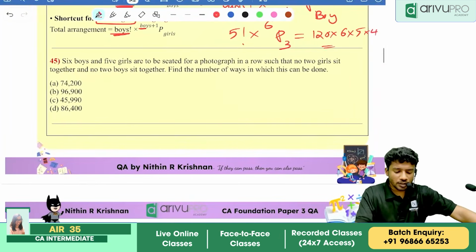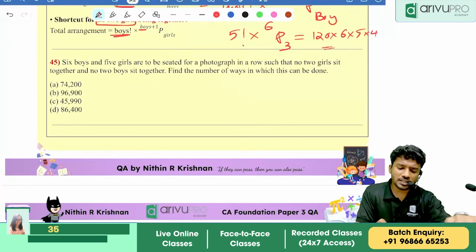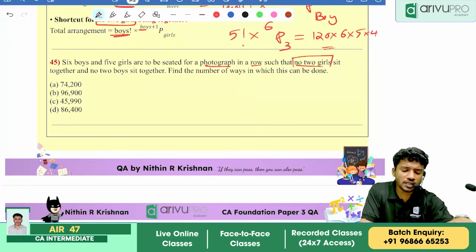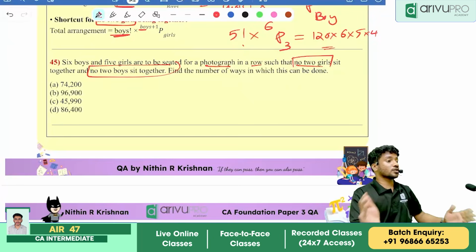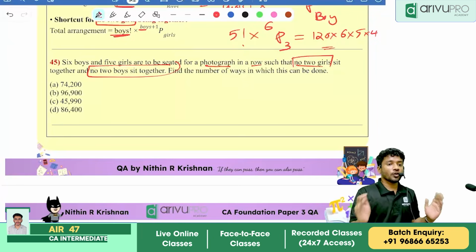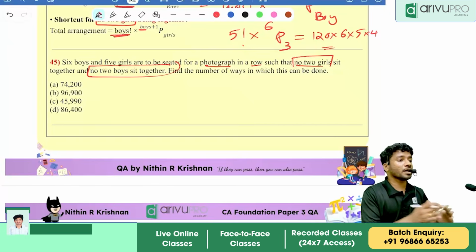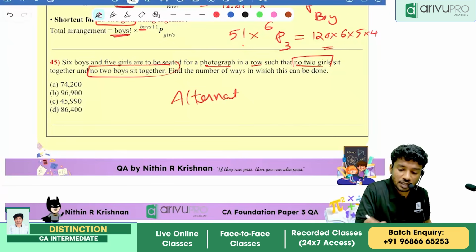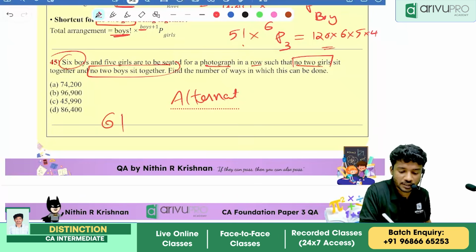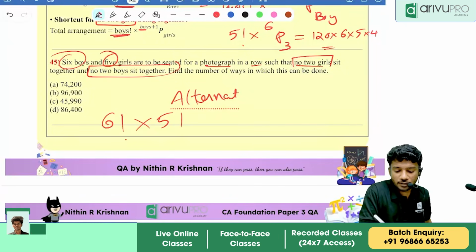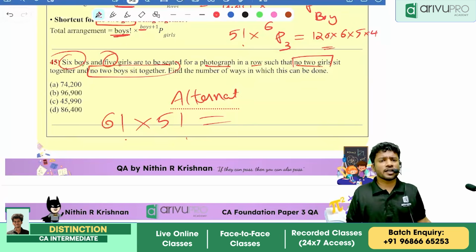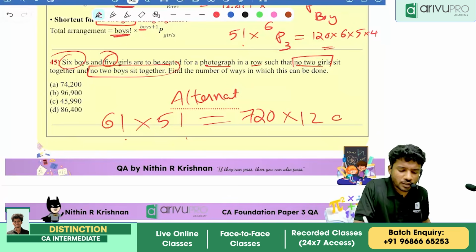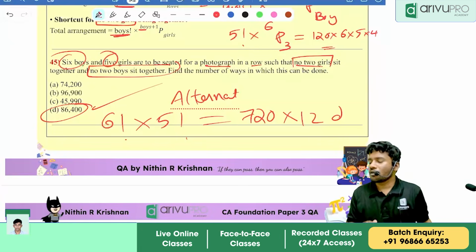First question. 6 boys and 5 girls are to be seated for a photograph in a row such that no 2 girls sit together and no 2 boys sit together. What do you mean by that? No 2 girls and no 2 boys. Both of them are not sitting together means they are sitting alternately. What is the answer? How many boys are there? 6 factorial into 5 factorial. How much is the answer, people? 720 into 120. Answer is 86,400.